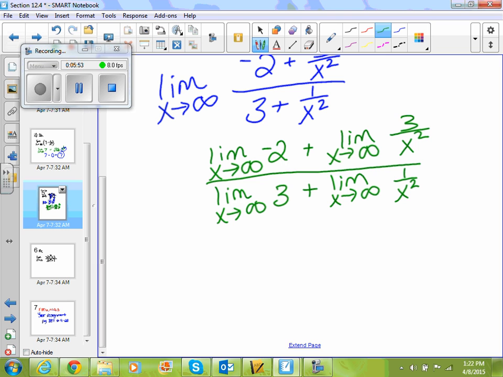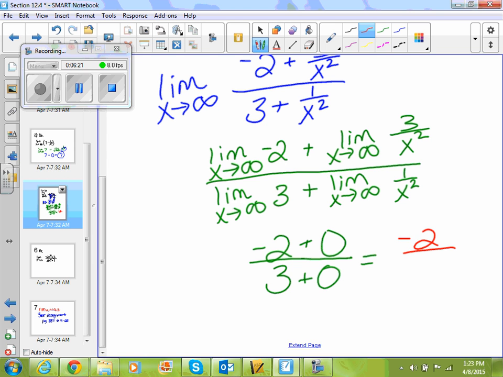So the limit as x approaches infinity of any constant stays that constant. So -2 stays -2. The limit as x approaches infinity of a fraction where x is on the bottom becomes 0. The limit as x approaches infinity of 3 stays 3. And the limit as x approaches infinity of 1 over x squared is 0. And we know that -2 plus 0 is -2, 3 plus 0 is 3. So -2/3 is your limit.